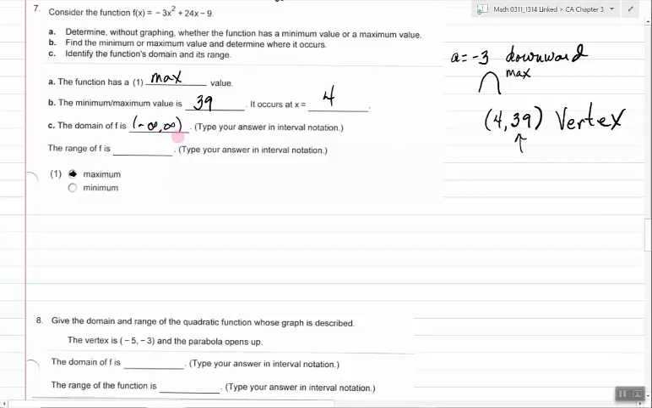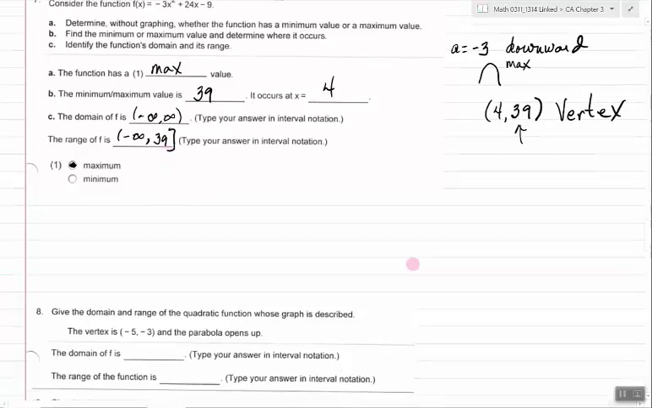The range. Now this time, the range, remember, it's the bottommost y to the topmost y. Well, the bottommost y, I'm looking at this little representation. The bottommost y is negative infinity. And then it hits a maximum at 39. And that is a bracket.